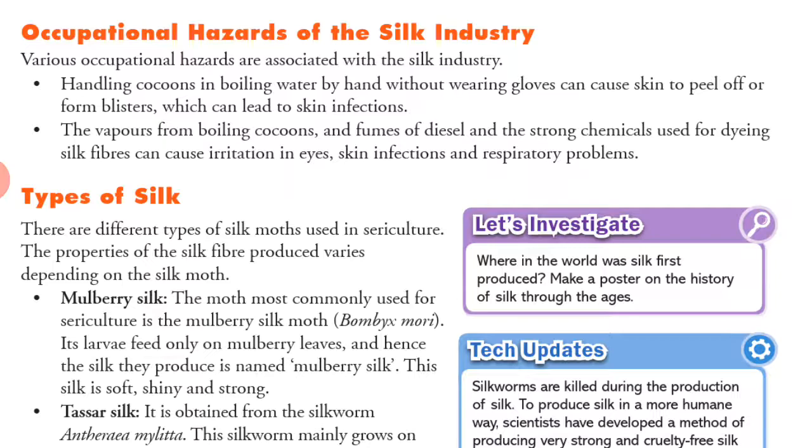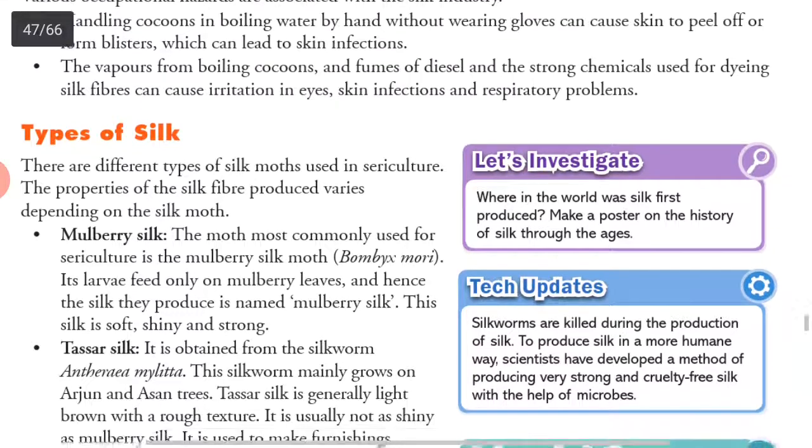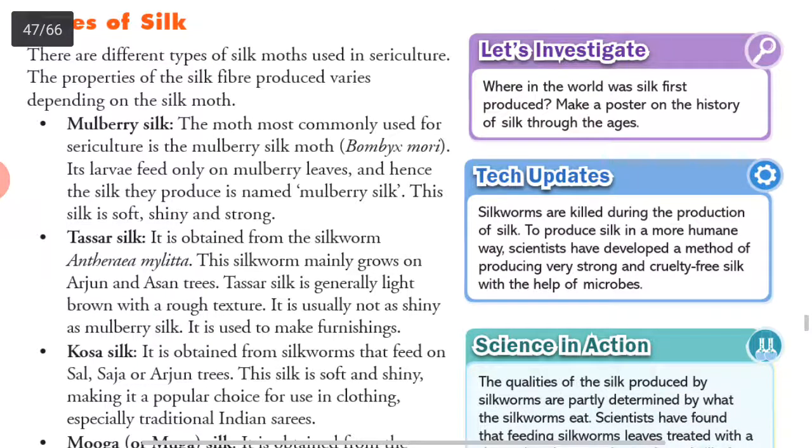The types of silk: there are different types of silk moths used in sericulture. The properties of silk fiber produced vary depending on the silk moth. Mulberry silk, the moth most commonly used for sericulture, is Bombyx mori. Its larvae feed only on mulberry leaves, hence the silk they produce is named mulberry silk. This silk is soft, shiny, and strong.